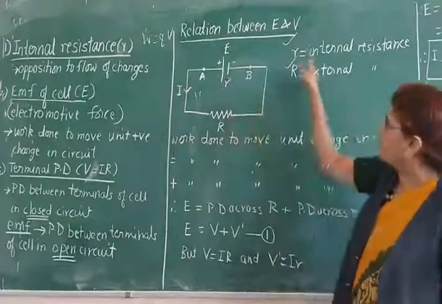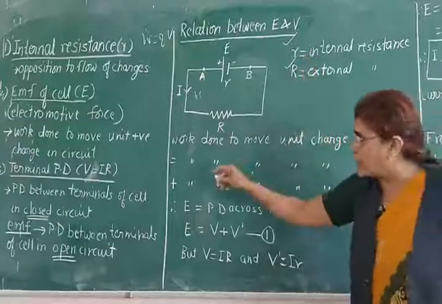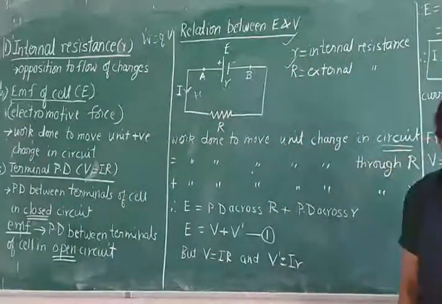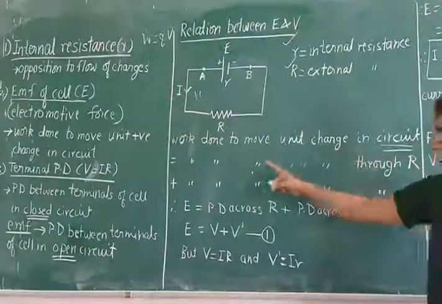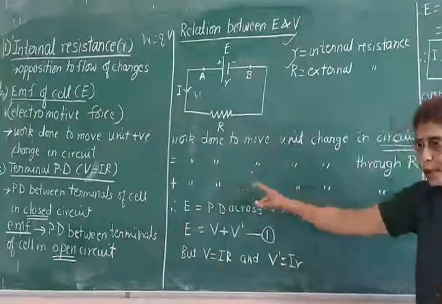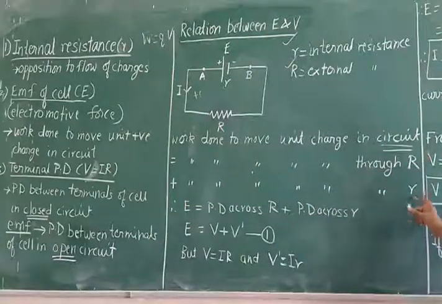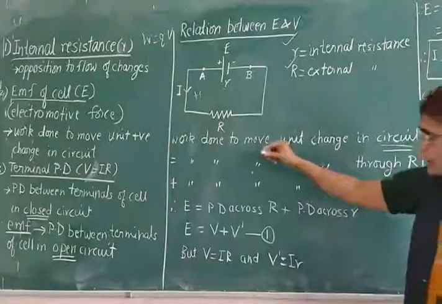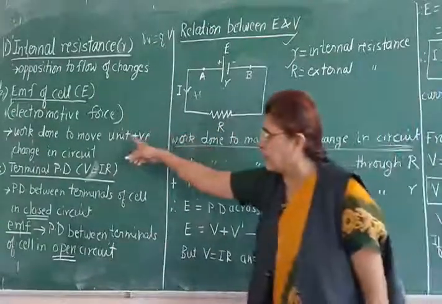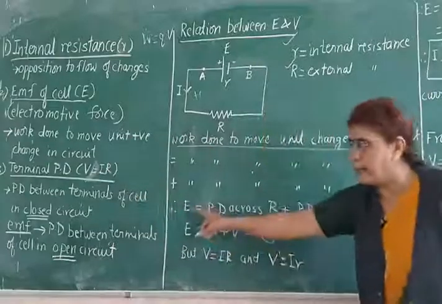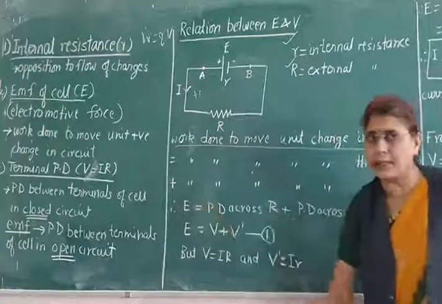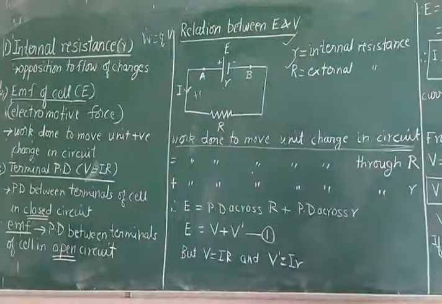So the circuit is made up of only two components. So I shall write work done to move unit charge in the circuit. The circuit is made up of two resistors. So it is work done to move the charge through capital R plus work done to move the charge through small r. So now I have written the definition of EMF here. Work done to move unit charge in the circuit, by definition, is nothing but EMF of the cell. So the left hand side becomes equal to EMF of the cell.